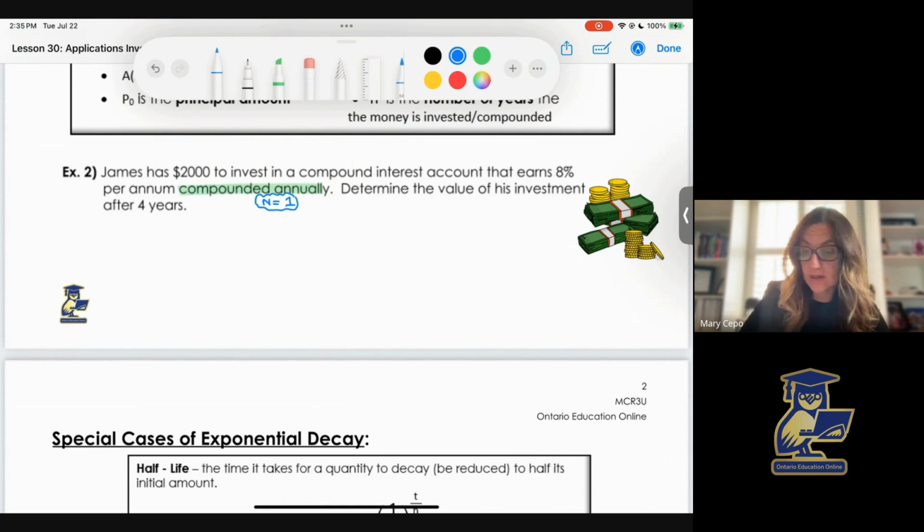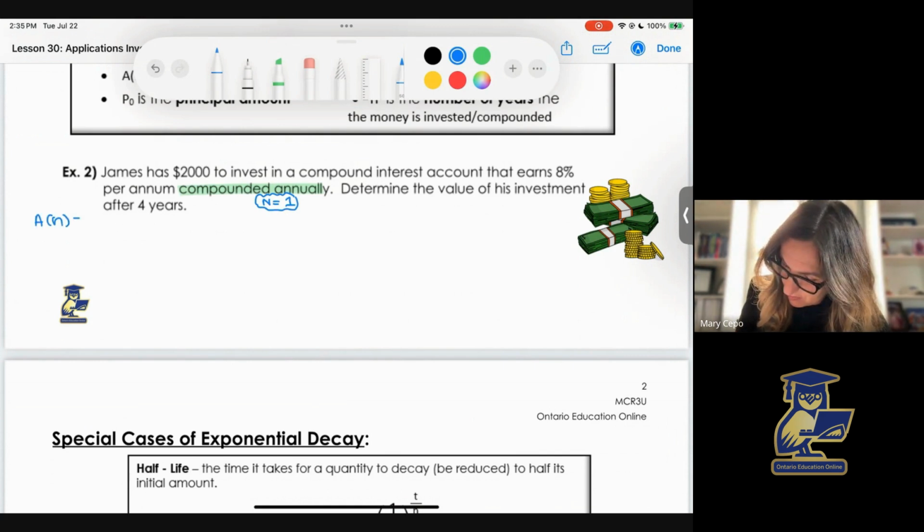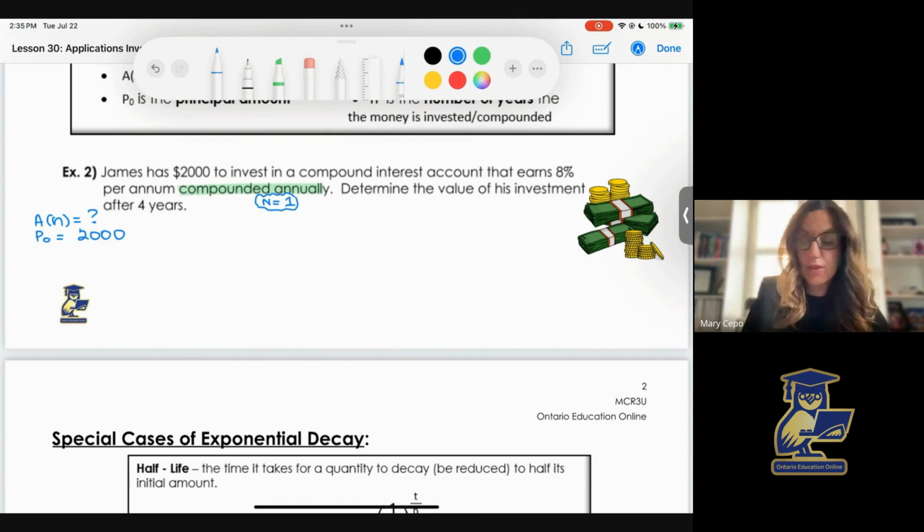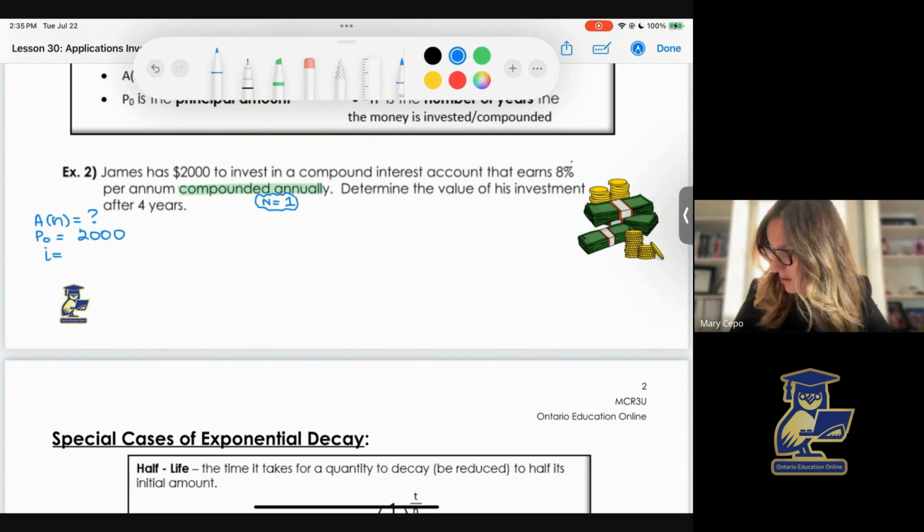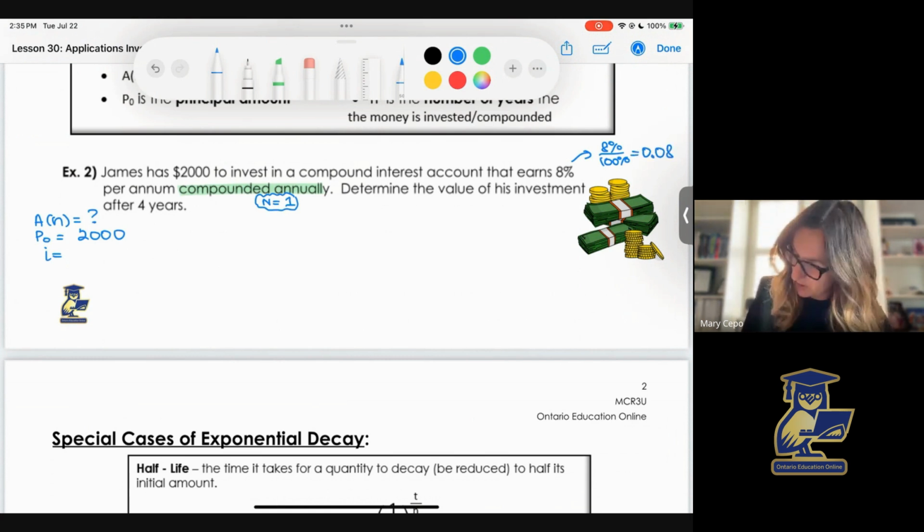Okay, so we're going to break down because we do have the formula in front of us. The final amount is what we're trying to determine. So that's our unknown. We know what our initial amount is, which was $2,000. The interest, we always take the interest and convert it to decimal, so 8%. By doing that, we just divide by 100%, which is 0.08. So with interest, we always take the rate divided by the compounding periods. So in this case, it's 0.08.